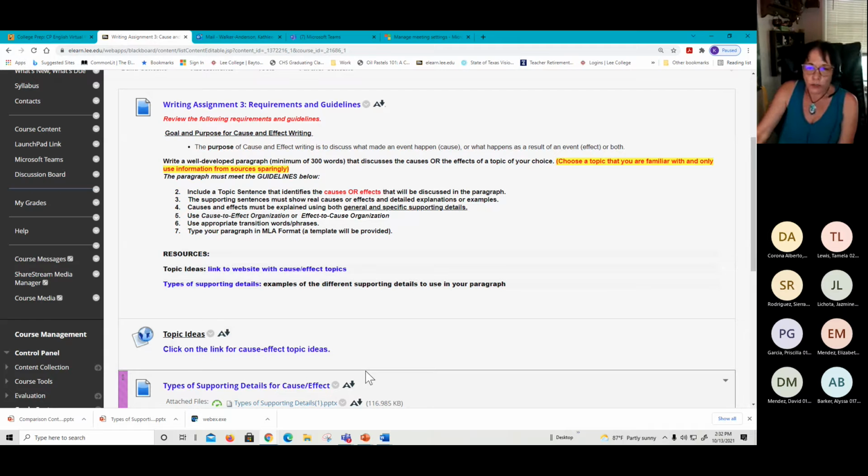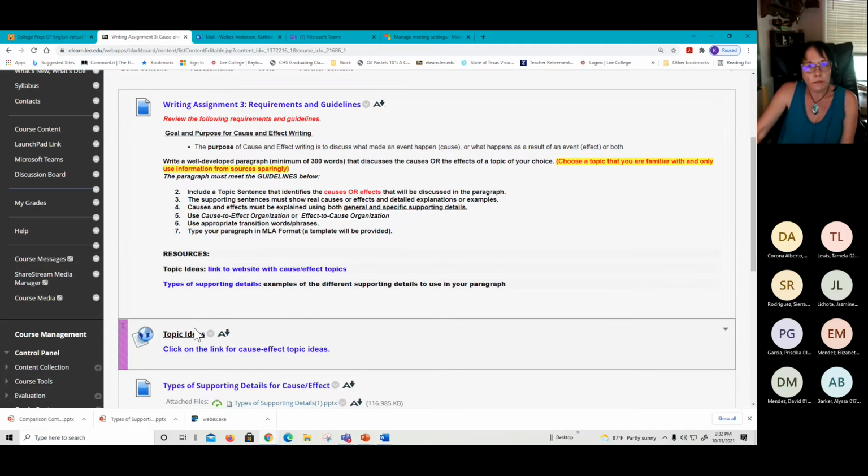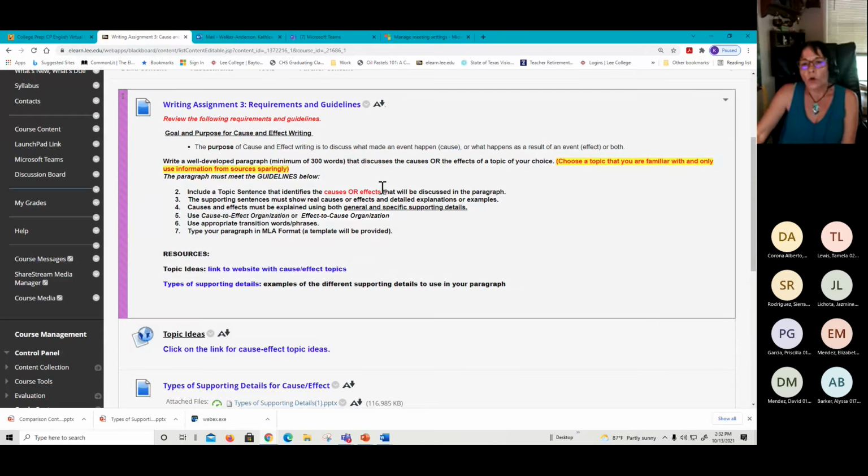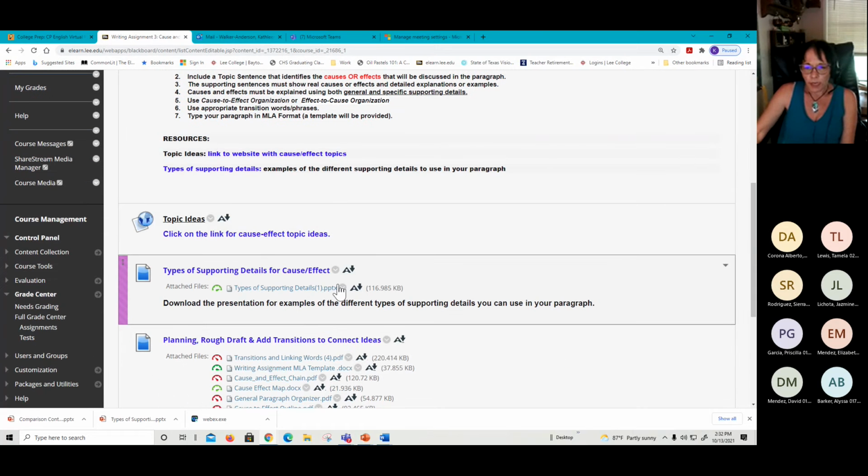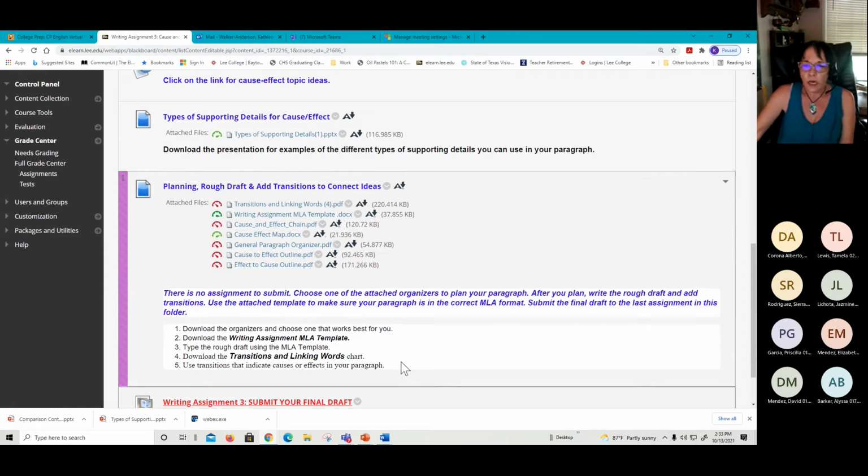Now you are choosing your own topic this time. So this is just topic ideas if you want it. Now I want you to make sure that you choose a topic you're familiar with and only use information from sources sparingly, maybe one direct quote. And then types of supporting details for cause and effect, you'll go through that. This is not an assignment to submit, but you are still doing planning and writing your rough draft and adding transitions, same thing you've been doing for each one.